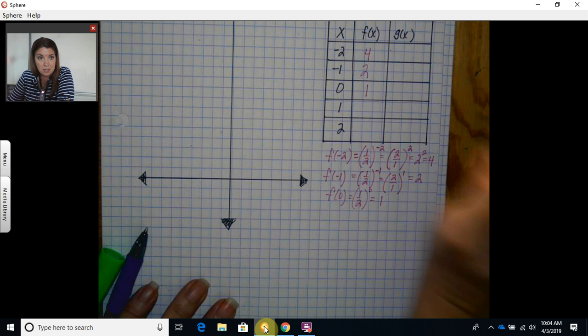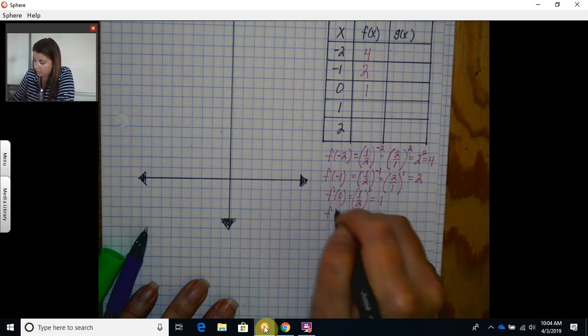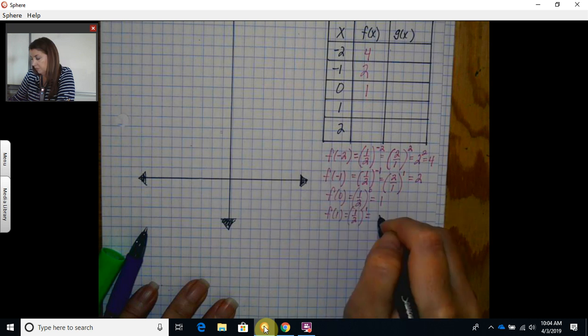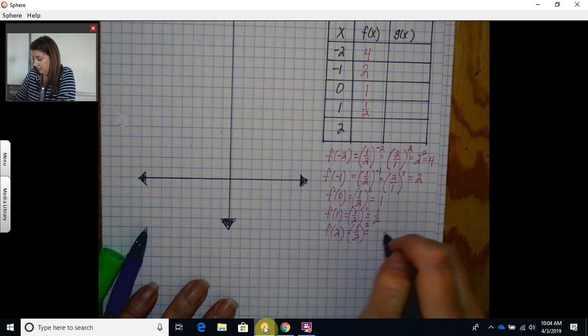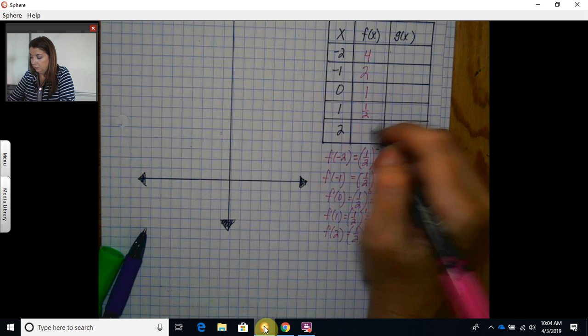What is 1/2 raised to the first power? 1/2. What is 1/2 raised to the second power? 1/4. Good job. Well, a lot of people say 2/4. 1/2 squared means 1 squared over 2 squared, or you could say 1/2 times 1/2. Either way, the result is 1/4.